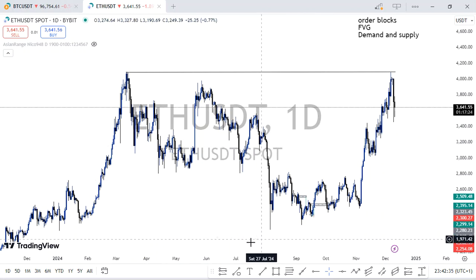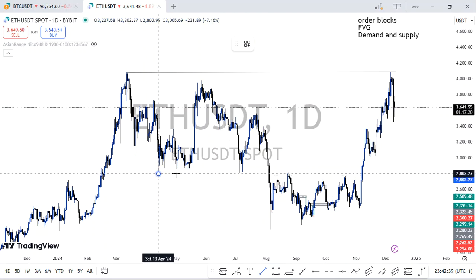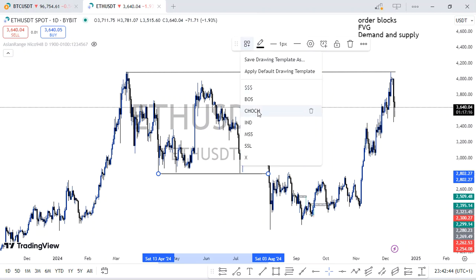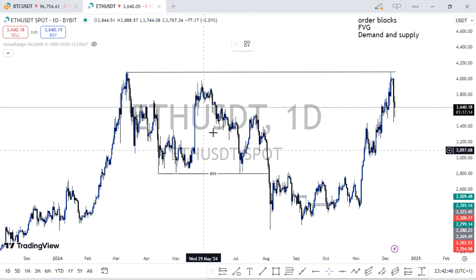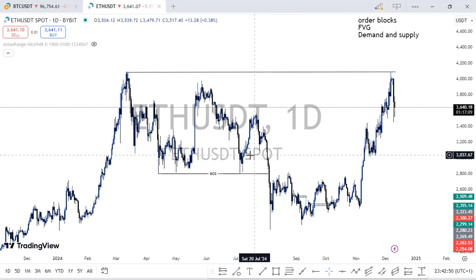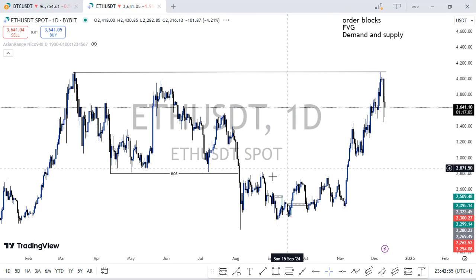Then price came and broke through the last structure, which is the last low we had here. So this is a break of structure. You could literally see that this is a market structural shift. I think this is an even better region to set it. Your market structure shift.